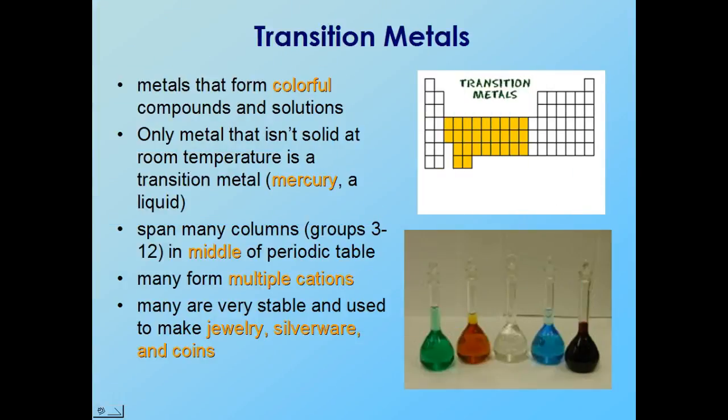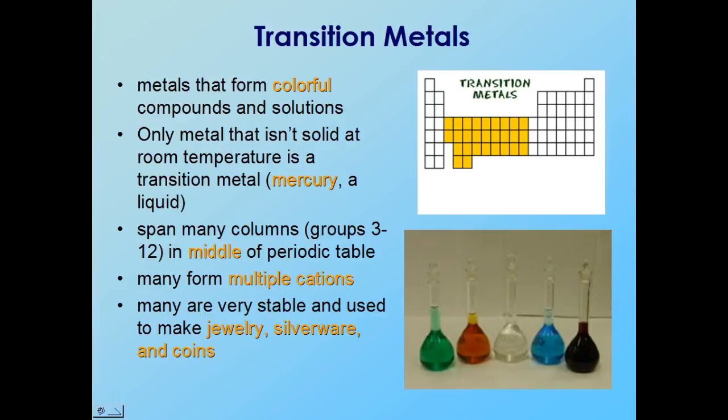The transition metals are in that middle part of your periodic table. The majority of your transition metals do make colored solutions and colored compounds. There are some transition metals that only have 1 oxidation state, and so they tend to remain colorless in solution, such as zinc and silver. There is only 1 metal that is not a solid at room temperature, and that is mercury. It is a liquid.